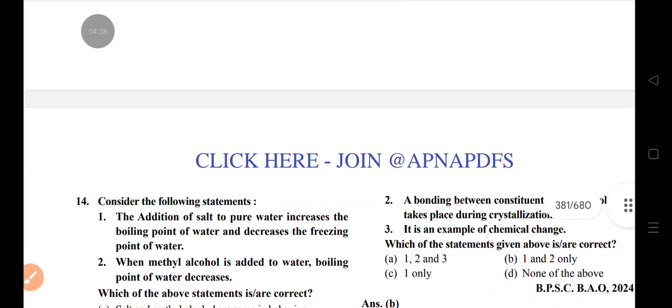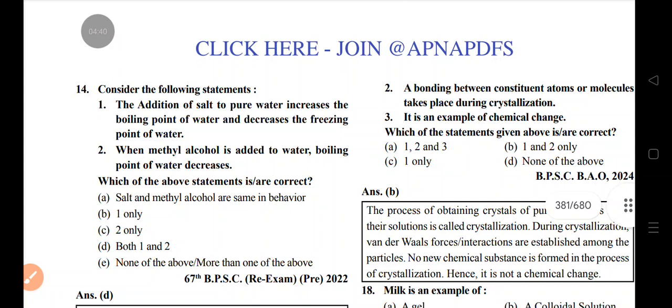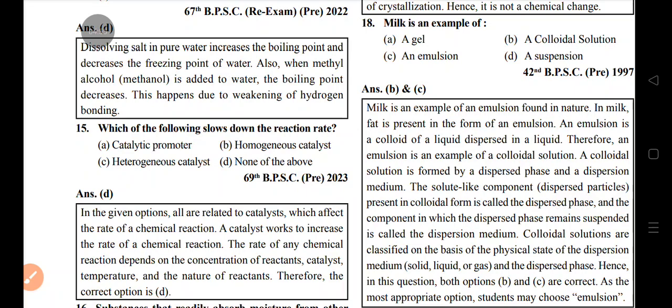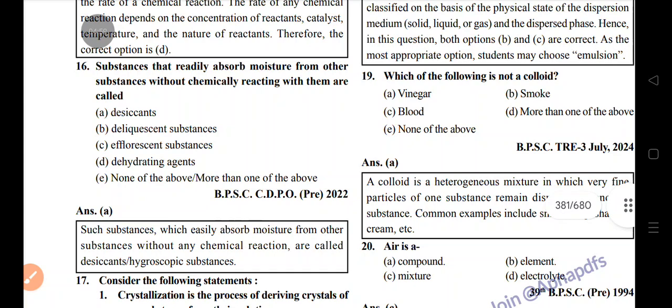Consider the following. Addition of salt to pure water increases the boiling point and decreases the freezing point. When methyl alcohol is added to water, the boiling point of the water decreases. Which of the following slows down the reaction rate? None of the above, all increase it. A substance that rapidly absorbs moisture from another substance without chemically reacting is called a desiccant.